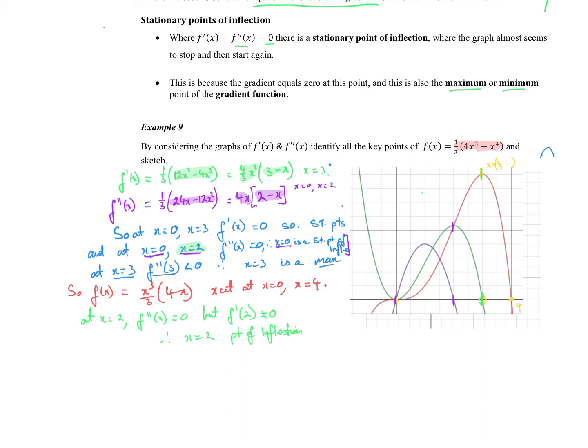By looking at the graphs, we now know that the second derivative is 0 at x equal to 0 and x equal to 2, so those are points of inflection. Because the first derivative is also equal to 0 at x equal to 0, that makes it a stationary point of inflection. The first derivative is equal to 0 at x equal to 3, which makes it a stationary point. Because at x equal to 3, my second derivative down here is less than 0, that makes it a maximum stationary point.